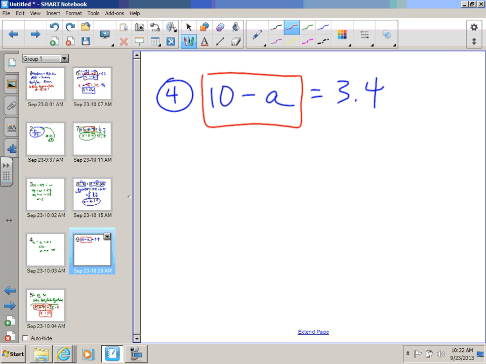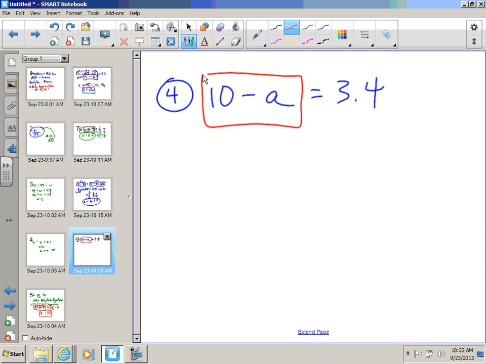So what do I do? Here is what I have to work with. What do you want to move? Do you want to move the 10 or the negative A? Either way will work. You decide. I want to try to get A by itself, just like in all the other problems where I try to get the variable by itself. So sometimes that means I have to do a little housecleaning. Get rid of the 10 or get rid of the negative A? You want to move the 10?